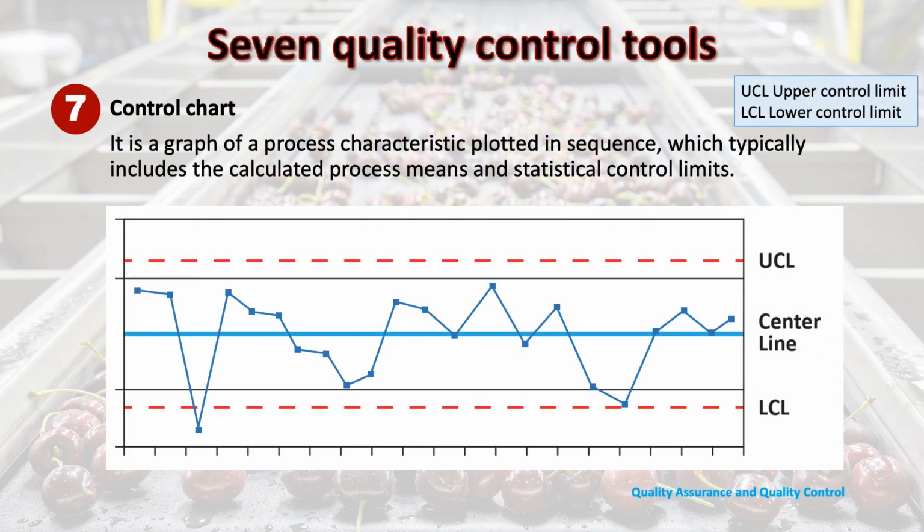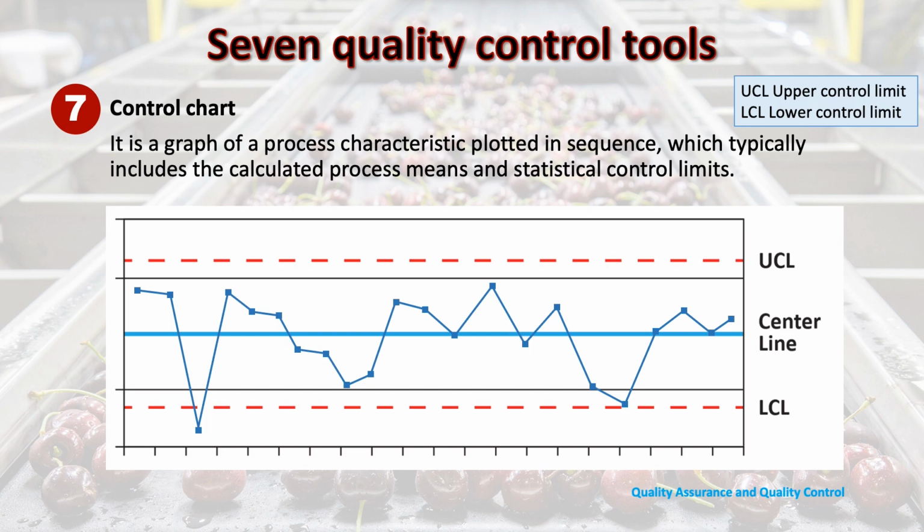As a graph of process characteristics plotted in sequence, a control chart can be built manually by inputting data in programs such as Excel or generated by monitoring systems installed within the processing machine. One example is the Smart Wash system for injecting chlorine into wash water for fresh produce. The monitoring system can check the pH and free chlorine levels in the system in a timely fashion.